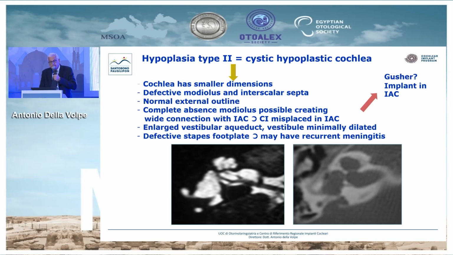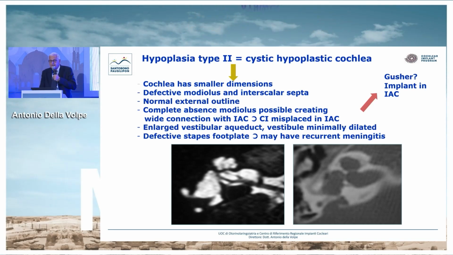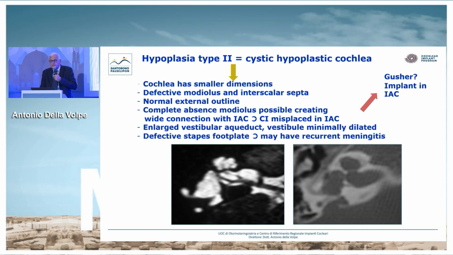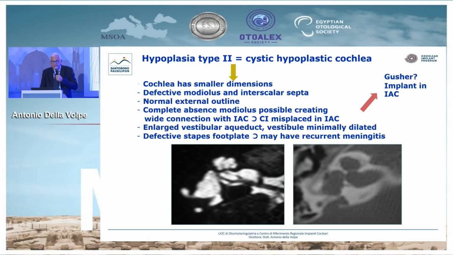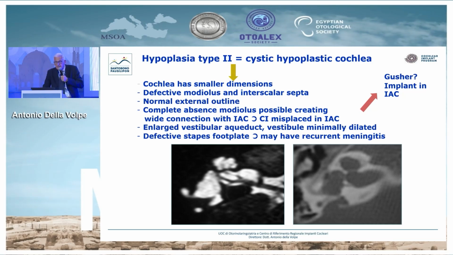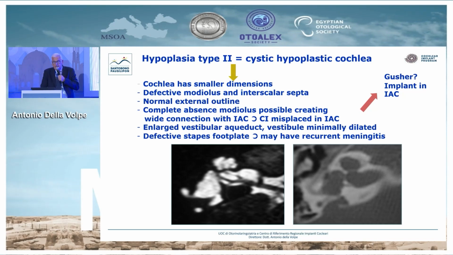In hypoplasia type 2, cystic hypoplastic cochlea, the cochlea has smaller dimensions, defective modiolus and interscalar septa, and a normal external outline, with complete absence of modiolus, possibly creating a wide connection with the internal ear canal. If the cochlear implant is placed in the internal ear canal, that's a very high risk. There may be a large vestibular aqueduct, a minimally dilated vestibule, and a defective stapes footplate. In this case, maybe we have a recurrent meningitis.